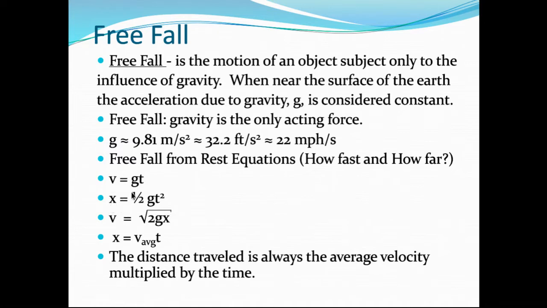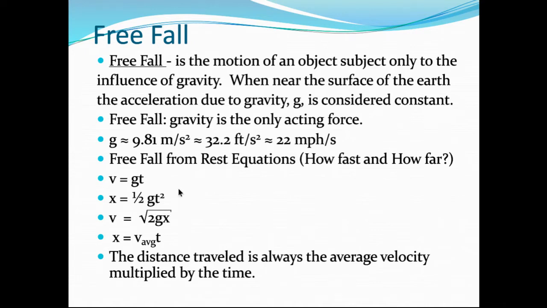The next formula, x equals 1/2 gt squared, that is distance as a function of time, and that's quadratic. This comes from the world line. Remember the world line? x equals x naught plus v naught t plus 1/2 at squared. Well, that's the world line, but some of the terms have canceled out because we're starting from rest. The position we could let equal 0, and the initial velocity 0. So you get these simplified formulas.